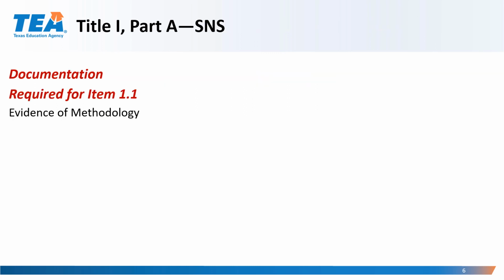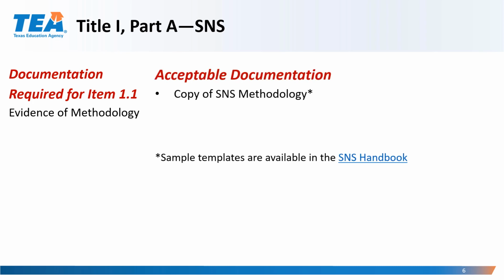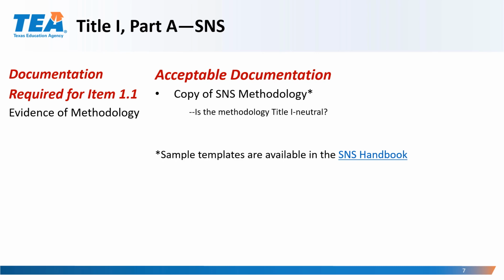For item 1.1, the LEA must submit a copy of its methodology for allocating state and local funds to its campuses. When we review the LEA's S&S methodology, we will be checking to see that it is Title I neutral. We will also be checking to see that it describes how state and local funds are allocated to campuses.